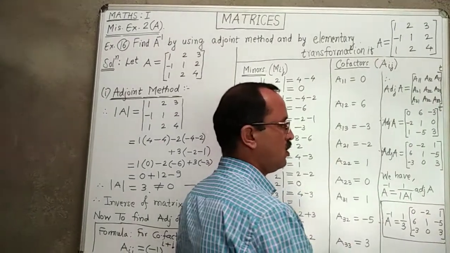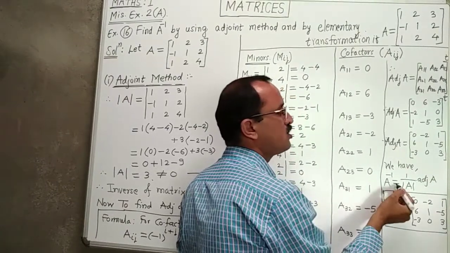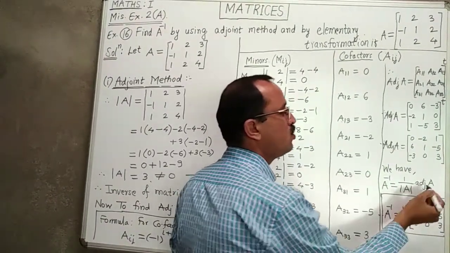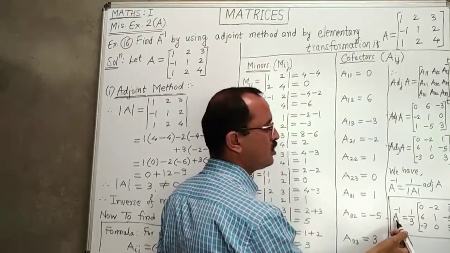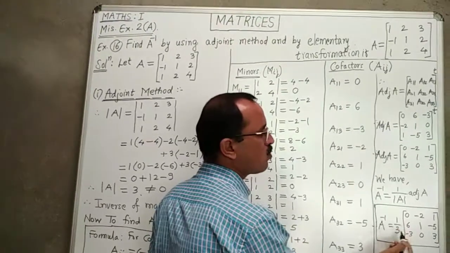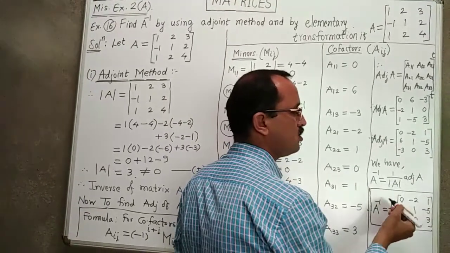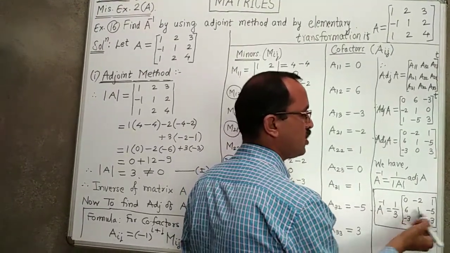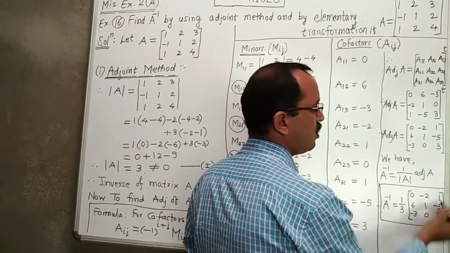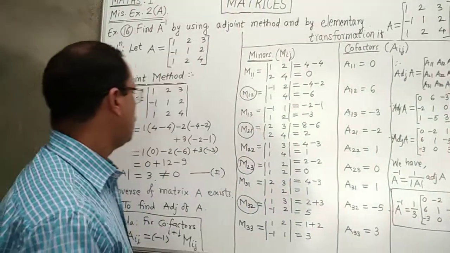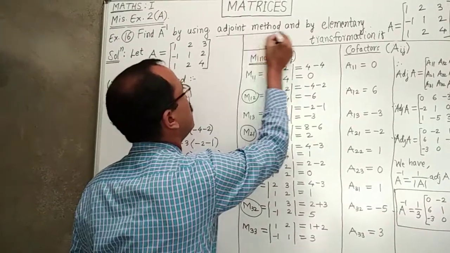Then the formula for inverse is A inverse is equal to 1 upon determinant of A into adjoint of A. That means the final answer, the inverse of A, is equal to 1 upon 3 into the matrix 0, minus 2, 1 is the first row, 6, 1, minus 5 the second row, and minus 3, 0, 3 the third row. This is the final answer. So in this way we find the inverse of matrix A by using the adjoint method.